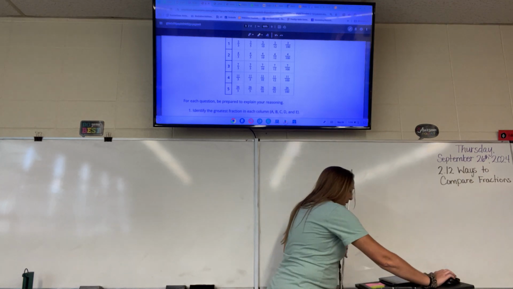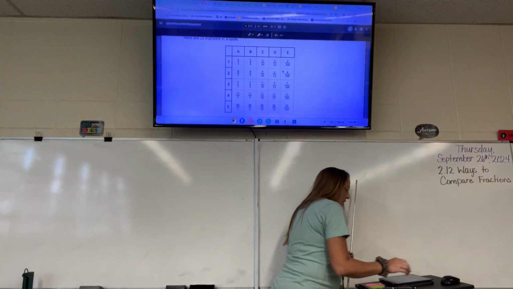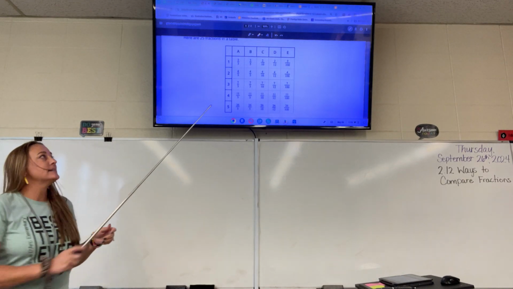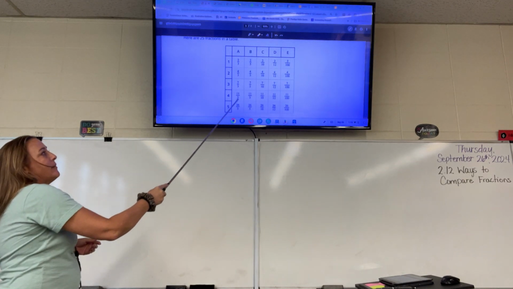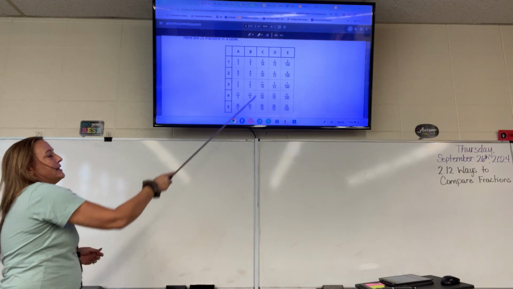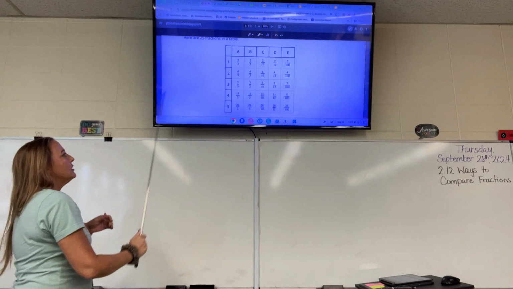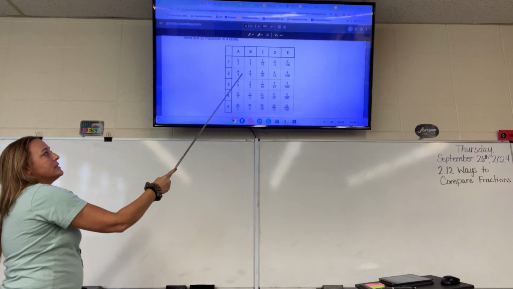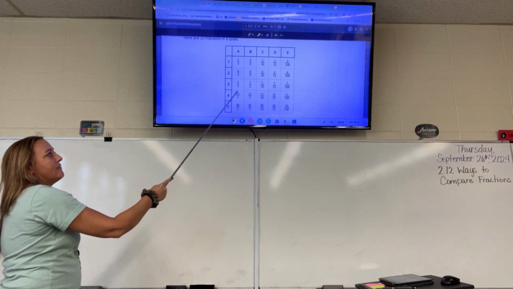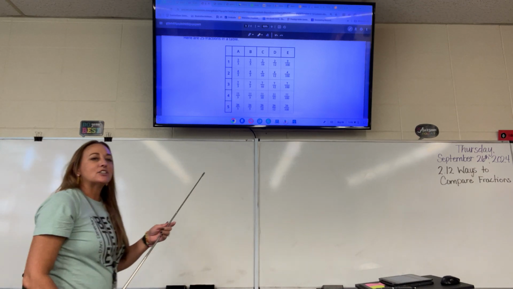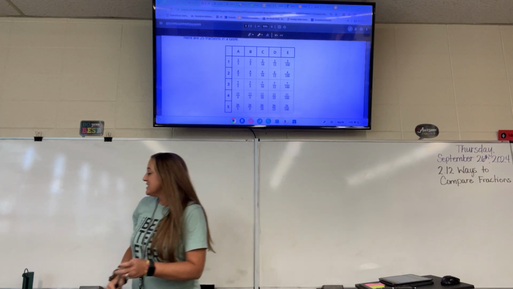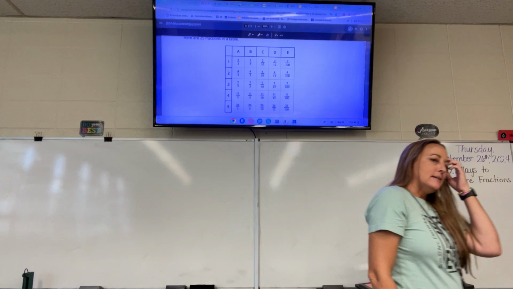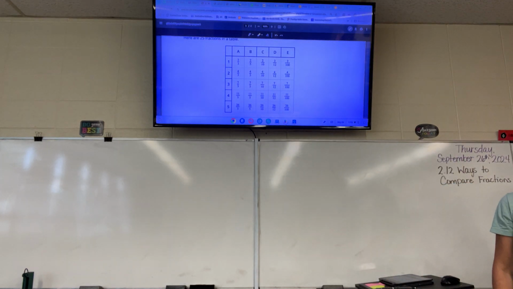Identify the greatest fraction in each column. So when it says the greatest fraction in each column, guys, it's talking about column A, B, C, and so on. So we are looking at these fractions: 2/3, 4/3, 7/3, 11/3, and 26/3 to decide which is the biggest. Who knows which is the biggest? Zerelda?